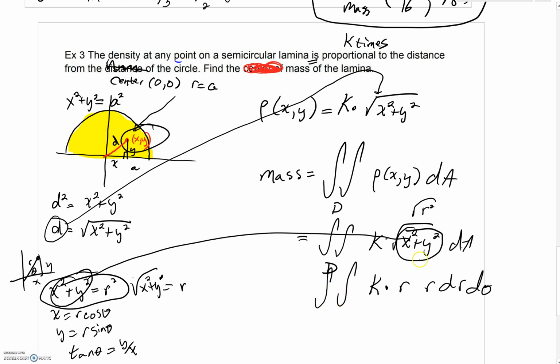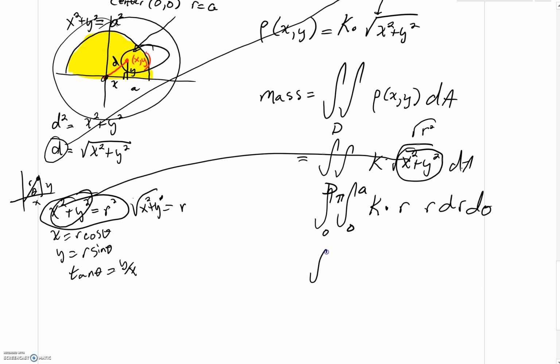And then we can say, well, what about your r boundaries? Well, as you're looking at this yellow lamina right here, your radius, remember, it's everything inside. Your radius is going to go from 0 as far to a. And our angle boundaries, well, we don't have a full circle. We're only going to go between 0 and pi. So cleaning this up, we'll have kr squared dr d theta.